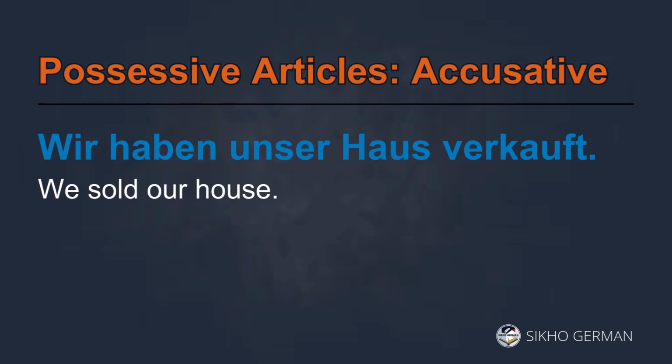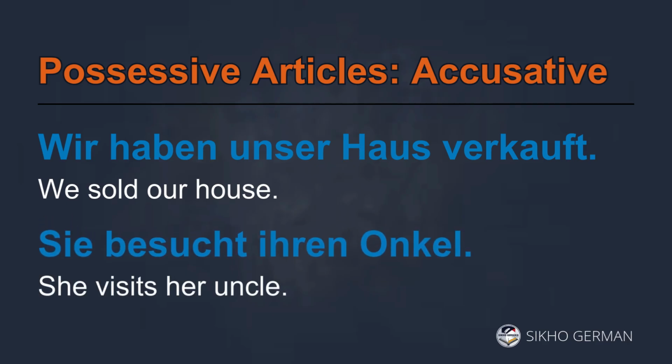Wir haben unser Haus verkauft. We sold our house. The neuter noun Haus is the direct object, but neuter stays unser, no change. Sie besucht ihren Onkel. She visits her uncle. The masculine noun Onkel is the direct object, so we use ihren, accusative masculine.